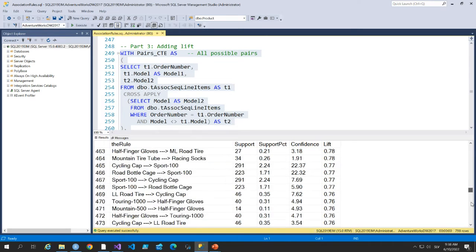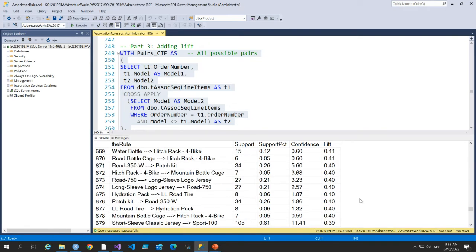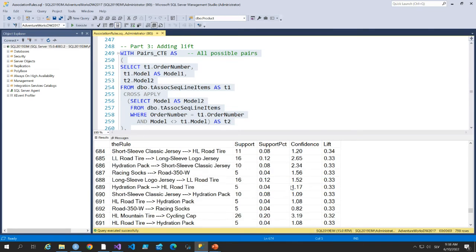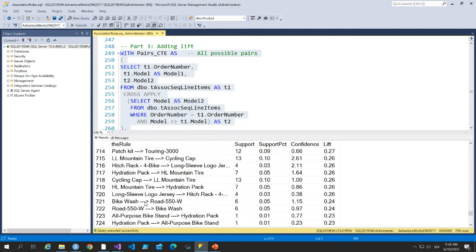And we can go also down since it's ordered by lift. These are negative associations. Lift is lower than 1. So we have Long Sleeve Logo Jersey and Road 750. These are negatively correlated products, a pair of products. And let's see, what else?